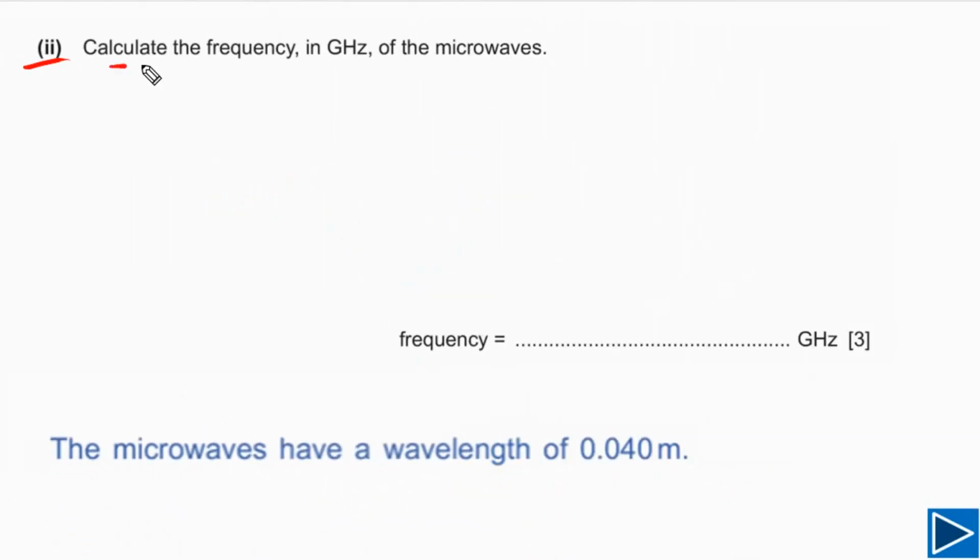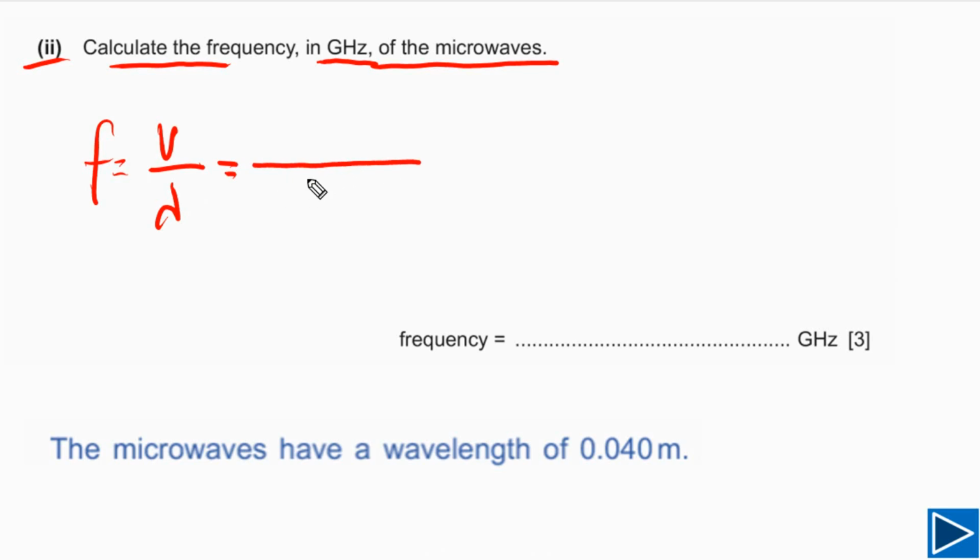For the second part, we need to calculate the frequency of the microwaves, but our answer has to be in gigahertz. Frequency of a wave is simply equal to the speed of the wave in the medium divided by the wavelength of the wave. In this case, the wavelength of microwaves in air is given, that is equal to 0.040 meters. Now the question is, what is the speed of microwaves in air?